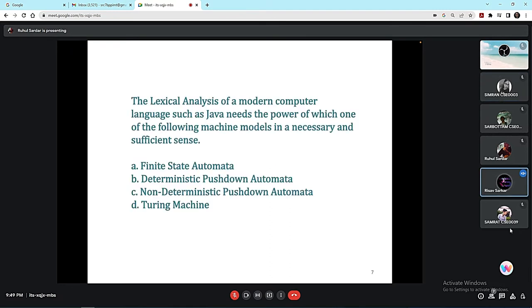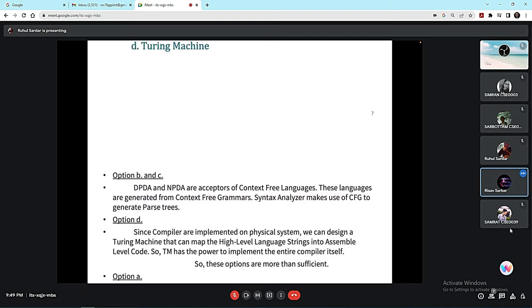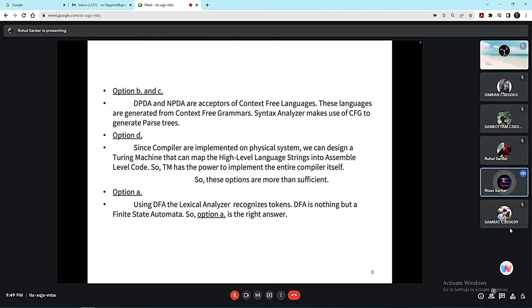So, the question is, the lexical analysis of a modern computer language such as Java is the power of which one of the following machine models in a necessary and sufficient sense. So we have 4 options: finite-state automata, deterministic push-down automata, non-deterministic push-down automata, and Turing machine. So let's eliminate the options one by one.